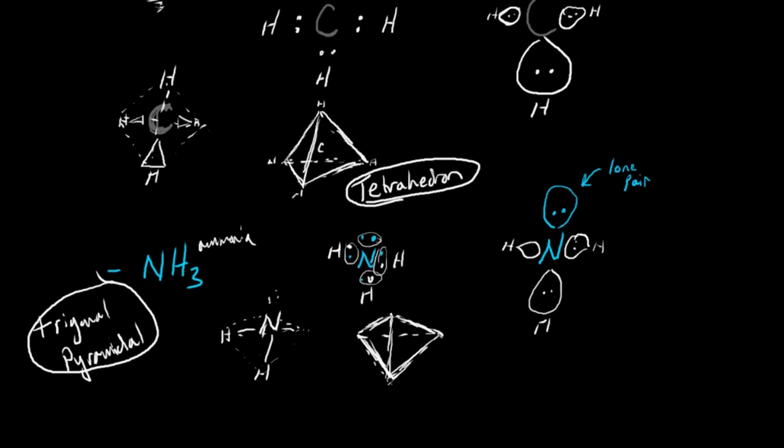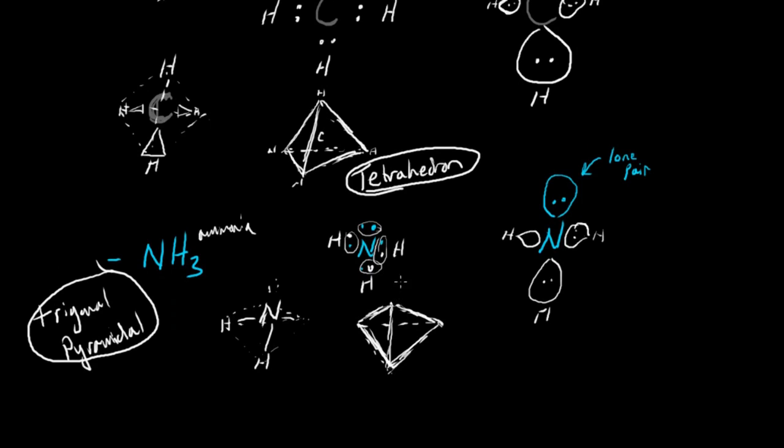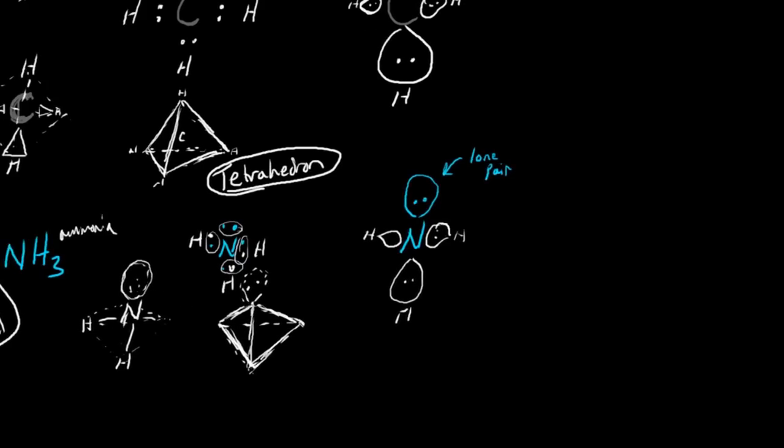Wait, what's the difference? This nitrogen has a lone pair of electrons sticking out of the top, but there's no atom up here. This carbon has a 4th hydrogen that's attached to that lone pair. Okay, it's this lone pair right here.